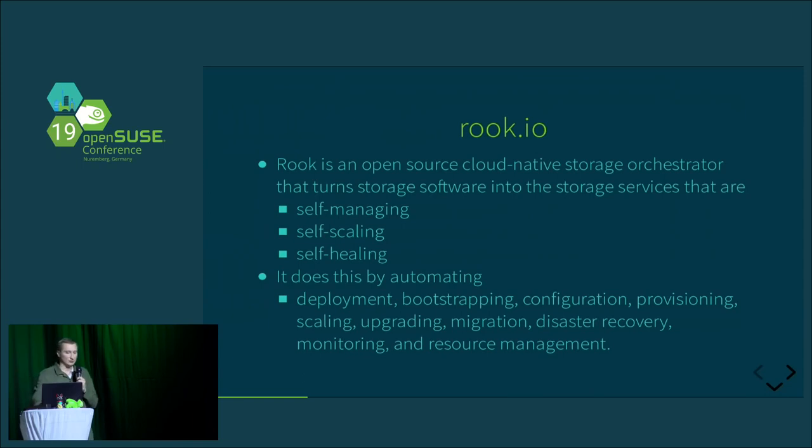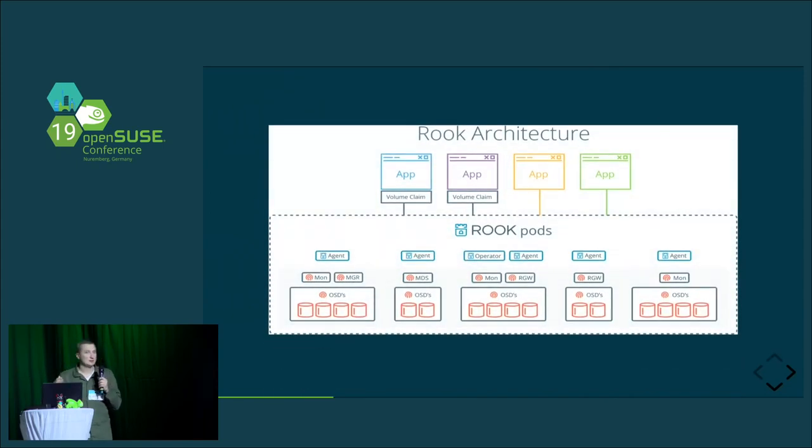What Rook actually does is set up Ceph across your nodes and across your disks. It knows where it should set up the storage nodes, and where to set up the monitors, managers, gateways, and so on. It does it all for you in a Kubernetes cluster, for example. Here you can see the Rook architecture. It not only sets up Ceph, it also provides access to Ceph through volume claims or directly, so you can use this storage from Ceph in your containers.